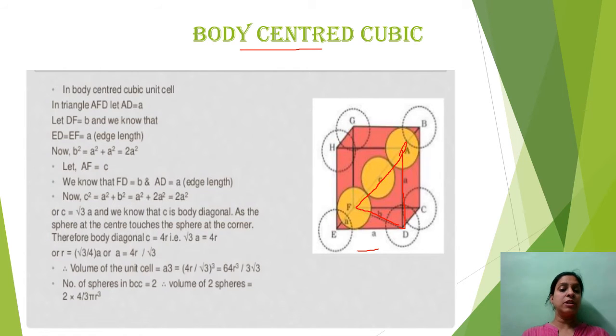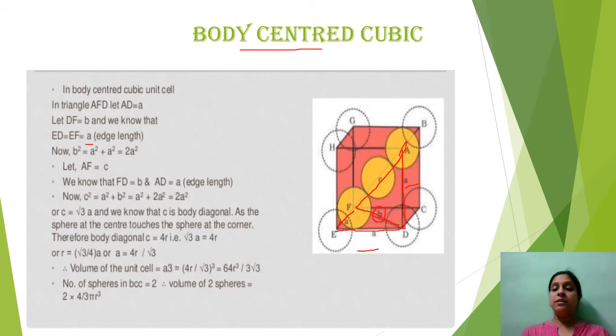If we are talking about this triangle, then let AD be an edge, so AD is equal to a. And let DF be equal to b. And we all know that ED is equal to EF, because both of these are edges, and both lengths will be the same because it is a cube. So ED is equal to EF is equal to a.